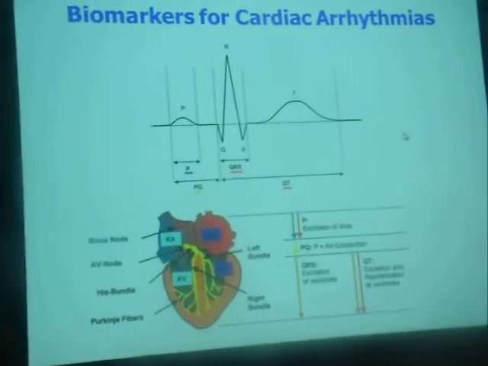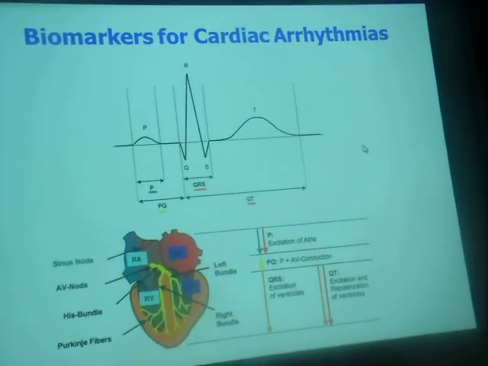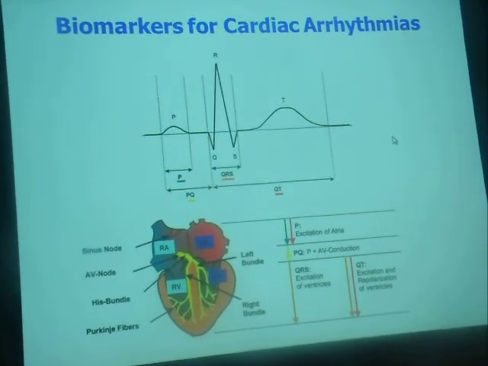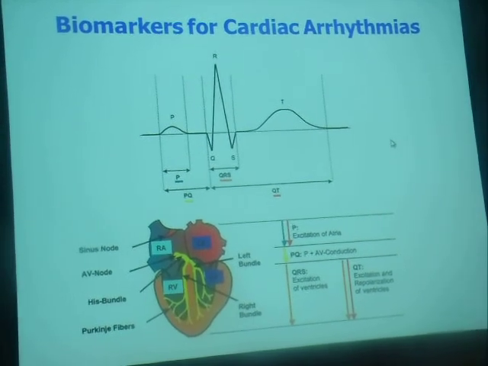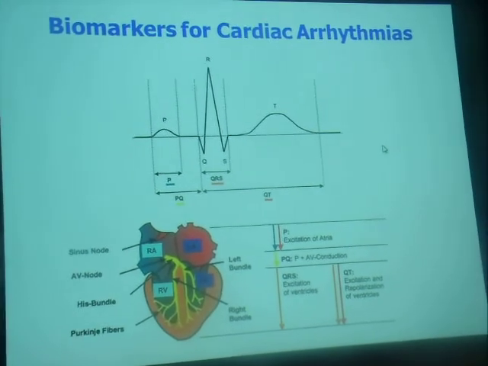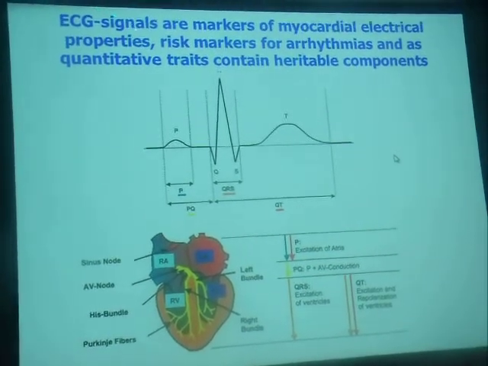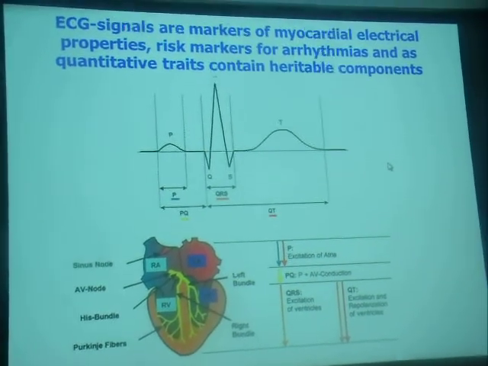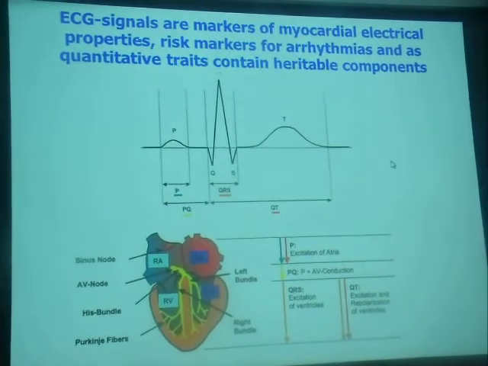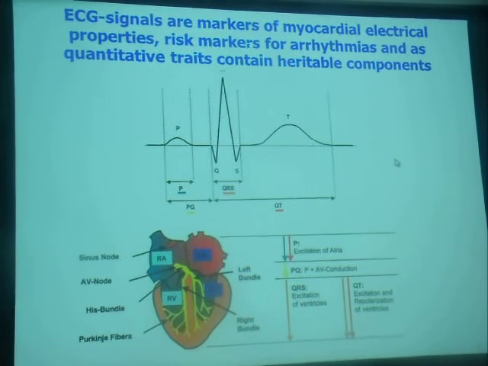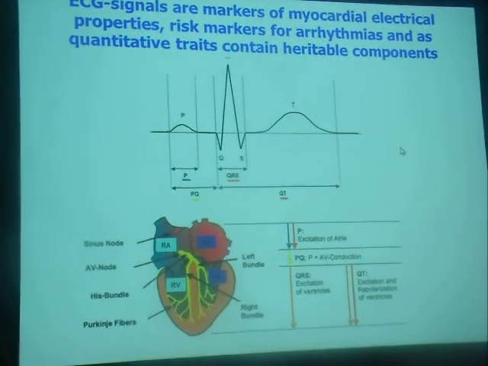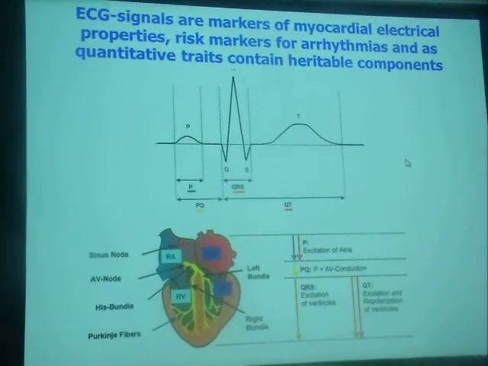We have started to look at the genetic information on arrhythmias by starting at the ECG. The ECG, in a very famous editorial, has been acclaimed as the cardiologist's best friend, and it gives a lot of information, even in these very basic traits. ECG signals from a genetic aspect are quantitative markers of myocardial electrical properties. They are also surrogate markers or endophenotypes of arrhythmias, and as quantitative traits, they contain a considerable heritable component.